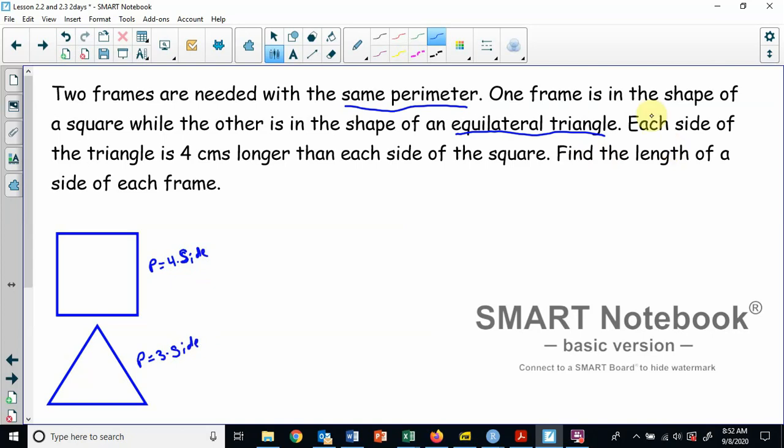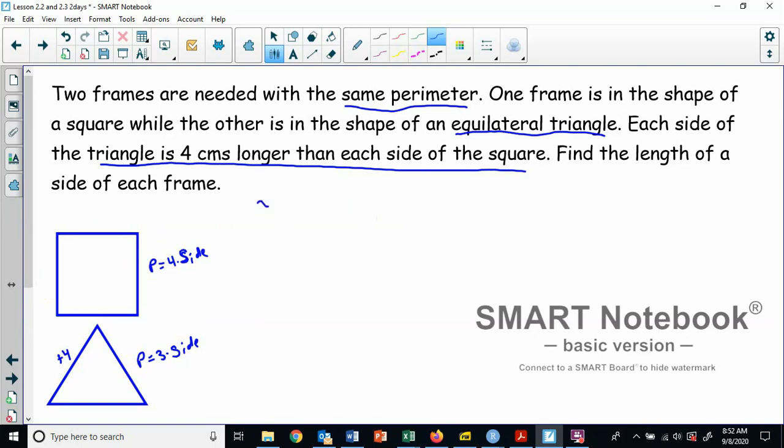So now, if we look, it tells us each side of the triangle is 4 centimeters longer than each side of the square. Find the length of each side. So we're looking for the length of these sides. So let's just notice that it tells us the triangle is plus 4 whatever the square is.